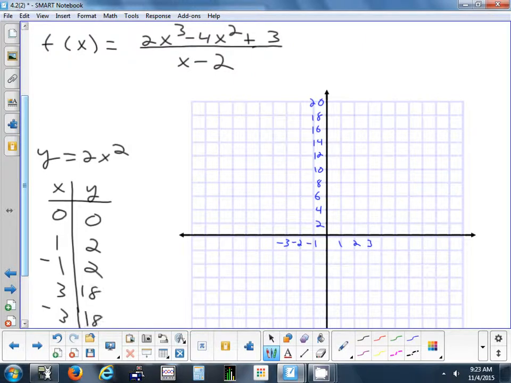I'm just doing that so I can get an idea of what my parabola looks like to sketch it. I'm going to draw it as a solid line, but then I can change it to dotted after. So I've got 1, 2. Notice here I'm going by 2's on my y-axis, otherwise I would run out of space. Negative 1, 2. 3, we're up at 18. Negative 3, up at 18. So draw your parabola, and that's our asymptote.